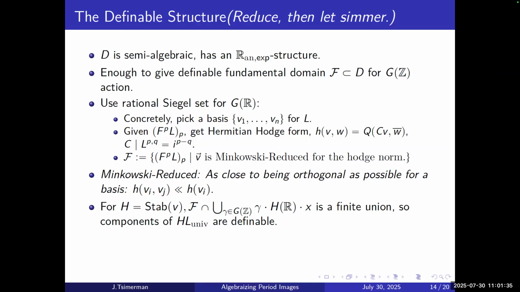You can't have discrete infinities in definable sets. So you have to show that this intersection is actually finite. It only involves finitely many of these gammas. Luckily, we didn't have to do anything because this was already done by Borel and Harish-Chandra. And once you know that, you get a finite union. Therefore, these Hodge loci are definable for this definable structure. Okay.